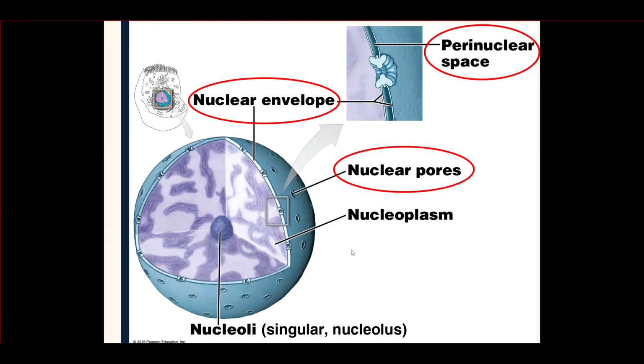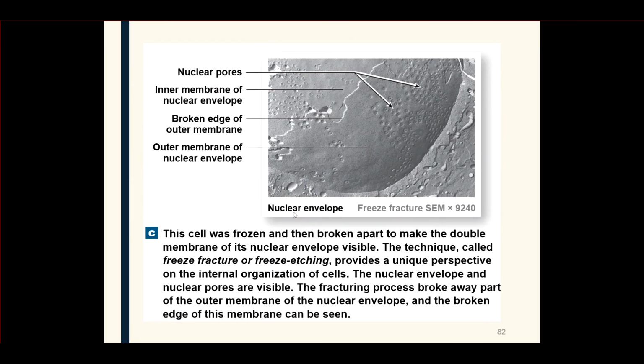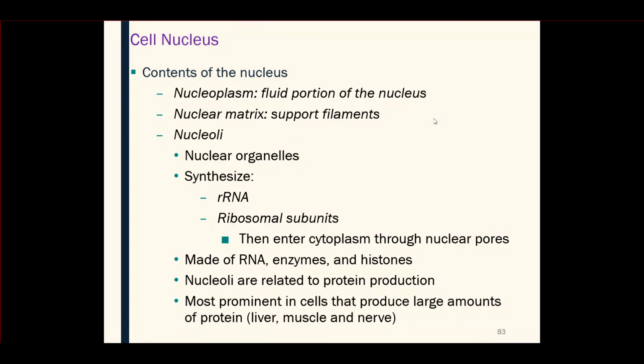So the double membrane is known as the nuclear envelope. Within it are these holes known as nuclear pores, and the space between the membranes of the nuclear envelope we're going to call the perinuclear space. So we've got everything on this slide: envelope, perinuclear space, nuclear pores. Here's a real micrograph, magnified 9,000 times, and you can see all those nuclear pores. Look how many of them there are.